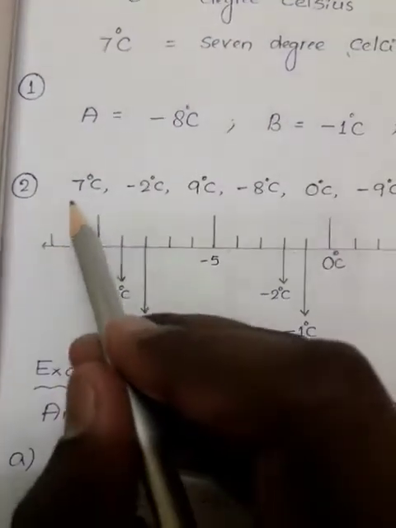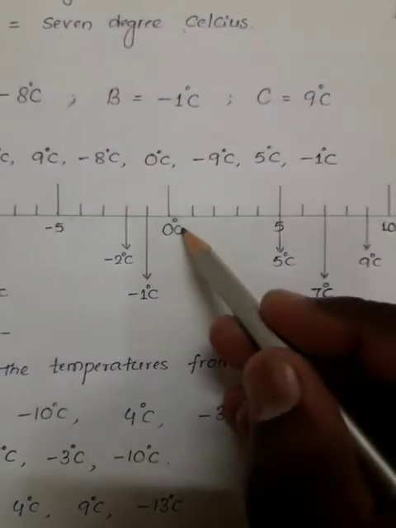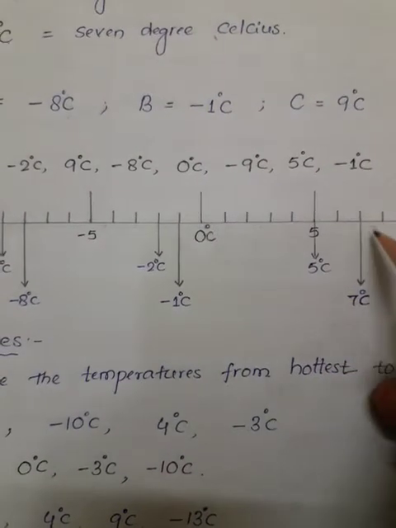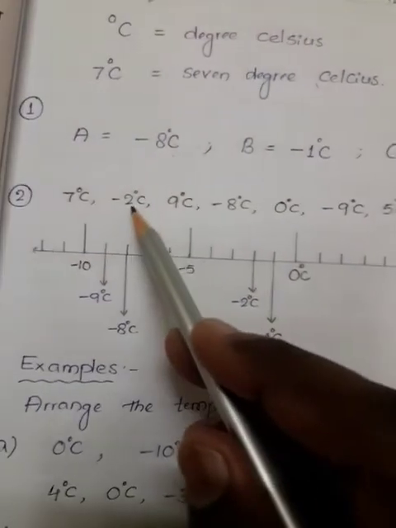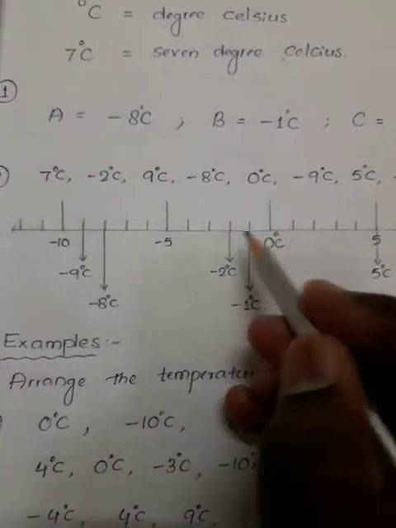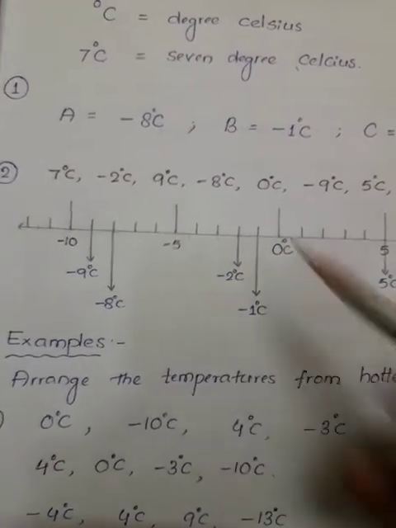So now look at here, 7 degrees. 7 is what? Positive. That means you have to check it more than 0. So here is the 0. So 1, 2, 3, 4, 5, 6, 7. So 7 degrees Celsius here. Next is what? -2. Minus means what? Before 0. That means less than 0. So before 0, check it. This is 0, this is -1, -2. So -2 degrees Celsius.